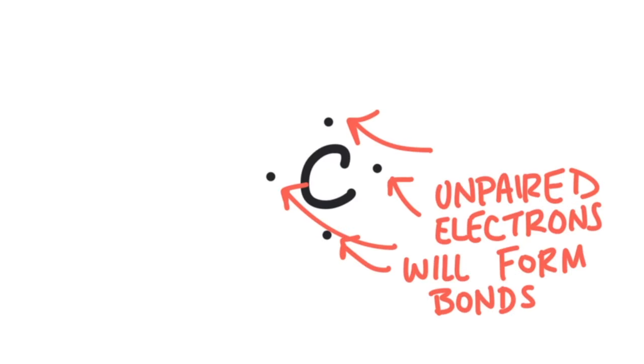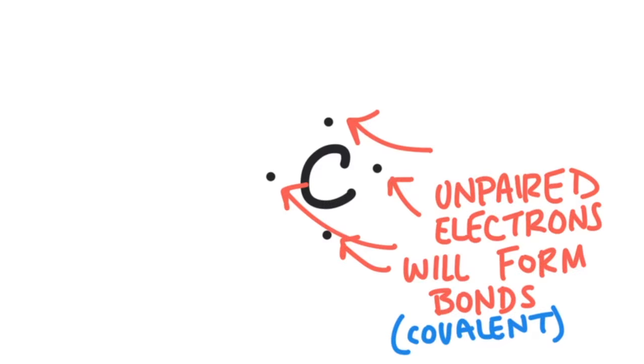Electrons want to be paired with another electron, and since each of carbon's electrons are unpaired, carbon is going to have to chemically bond with other atoms so that its electrons are paired up. Carbon has 4 unpaired electrons, so it will bond 4 times. And the bonds will be covalent bonds, which means carbon is going to share its electrons with other atoms.